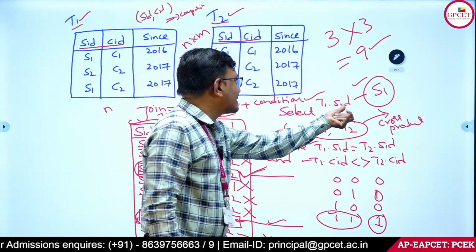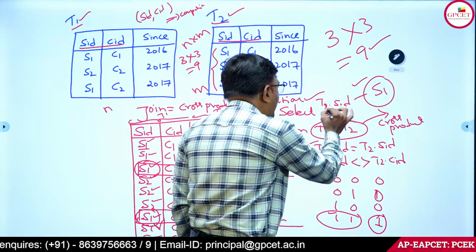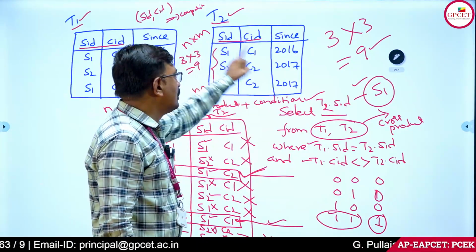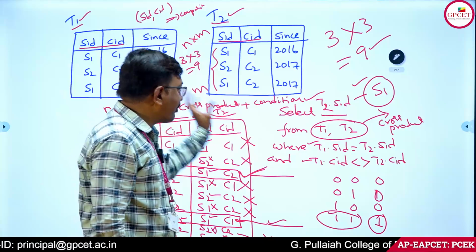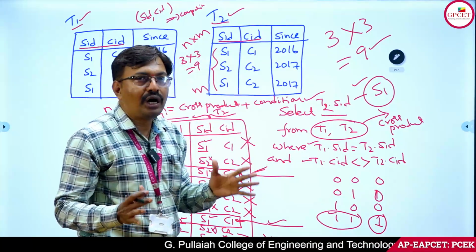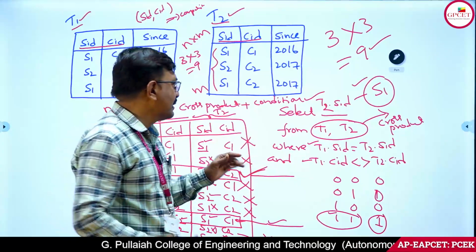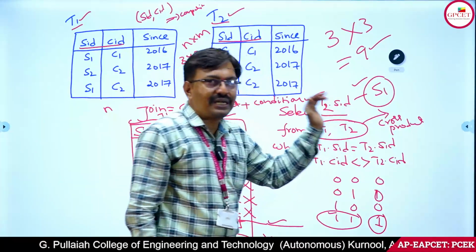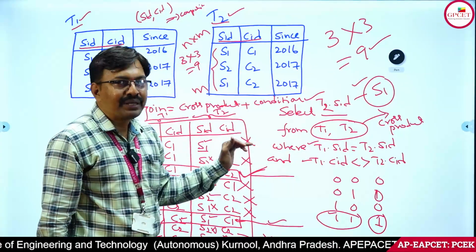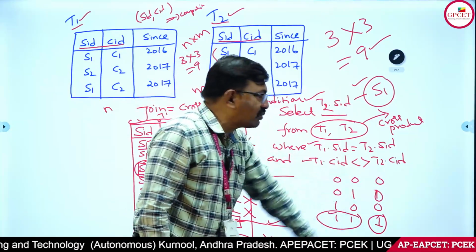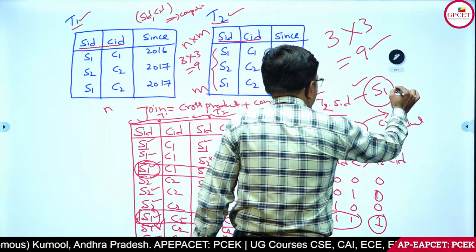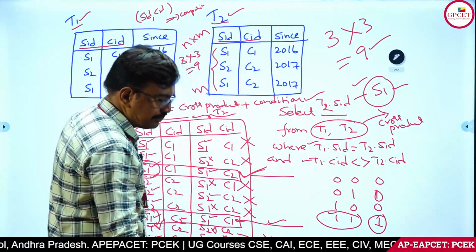Select T1.SID, or you can write T2.SID, whatever it may be, no problem, because T1 means table T1 and T2 means table T2. From T1, T2, like from R1, R2, where R1 and R2 are the relations. Internally the operation is a cross product where T1.SID equals T2.SID and T1.CID is not equal to T2.CID. The output is S1. This is a self join.